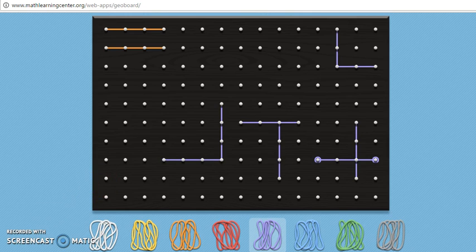Here are some more pairs of perpendicular lines. We know that they are perpendicular because they have a point where they intersect as well as create right angles.